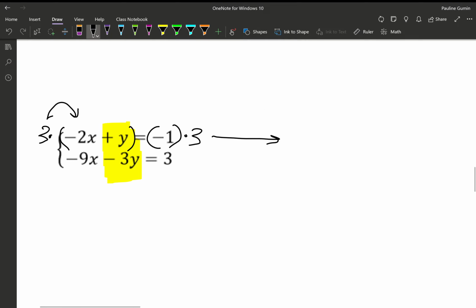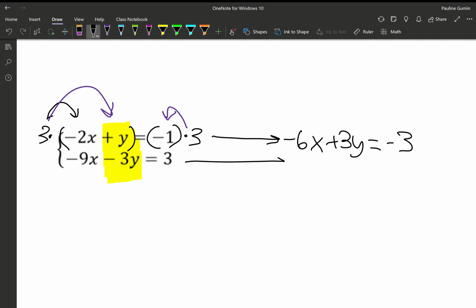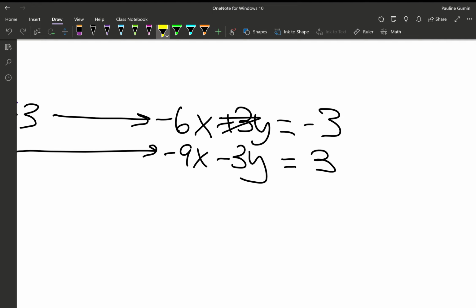3 times negative 2x is negative 6x. 3 times positive 1y is positive 3y. 3 times negative 1, negative 3. The bottom equation stays the same because I did not choose to do anything to it. And look at our y's. Whoops. Look at our y's, they're now opposite. Let's add.